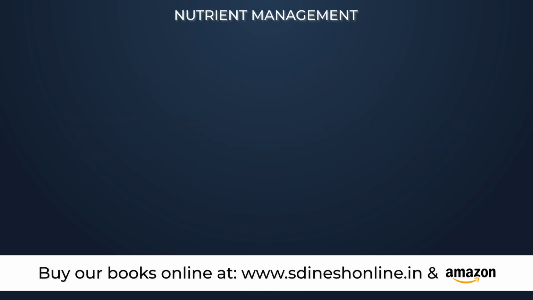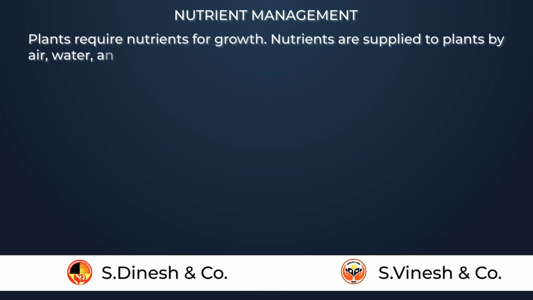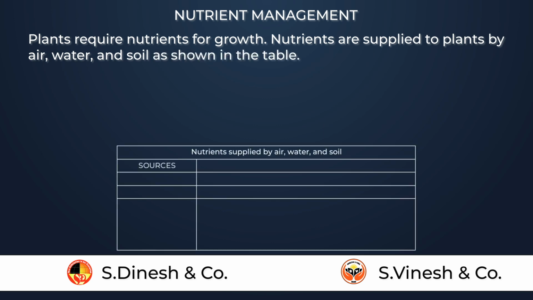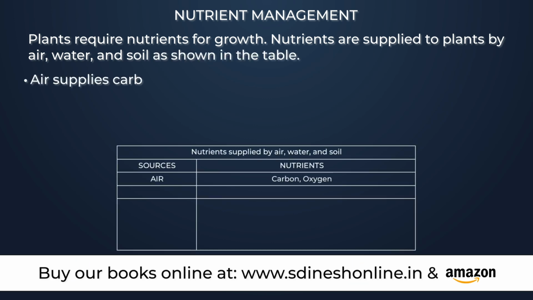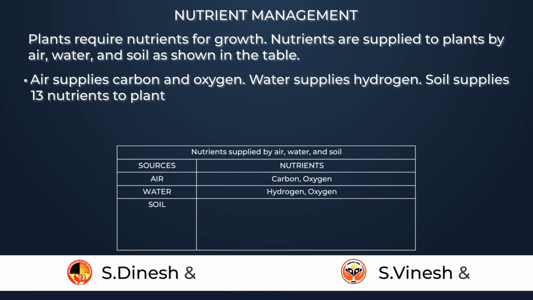Nutrient management. Plants require nutrients for growth. Nutrients are supplied to plants by air, water, and soil as shown in the table. Air supplies carbon and oxygen. Water supplies hydrogen. Soil supplies 13 nutrients to plants.